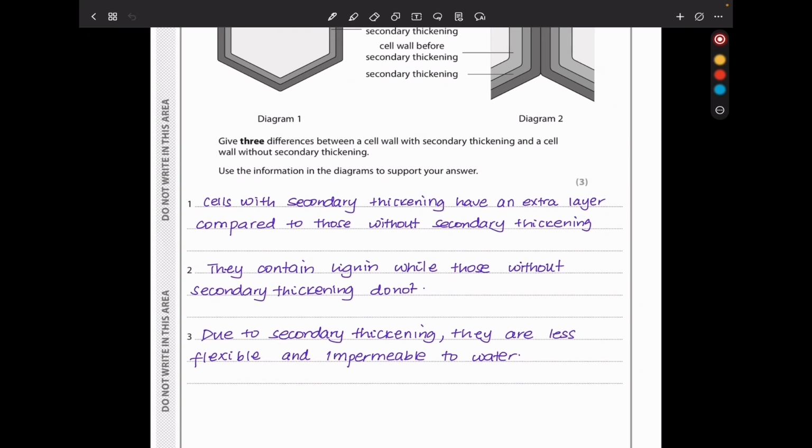So I said cells with secondary thickening have an extra layer compared to those without secondary thickening. And then they contain lignin, while those without secondary thickening do not. Due to secondary thickening, they are less flexible and impermeable to water.